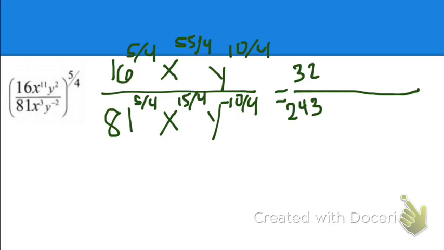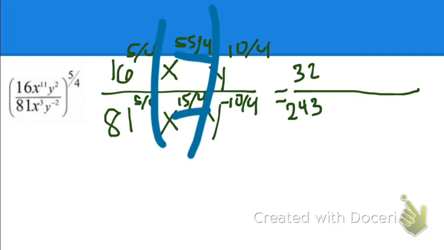Now, we're going to use our exponent rules here. So if we look at the x's right here, we can just subtract these exponents because it's the same base. So x to the 55/4 divided by x to the 15/4. If you subtract 55/4 and from that subtract 15/4, you're going to get 40/4. And that's going to stay in the numerator. And we know it's going to reduce to 10. We'll do that in a second.